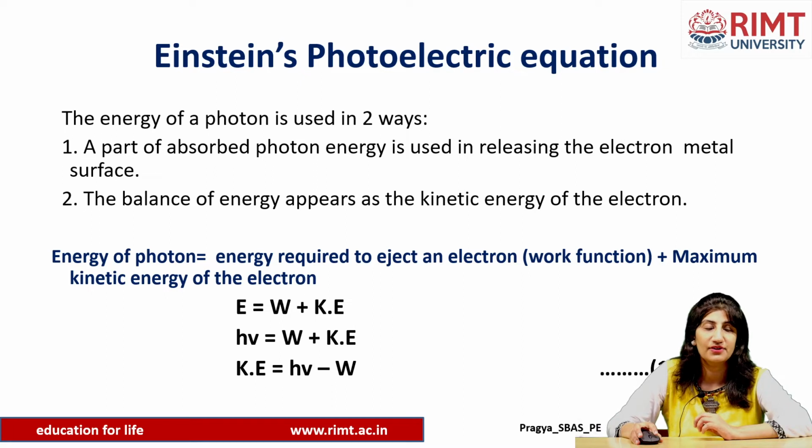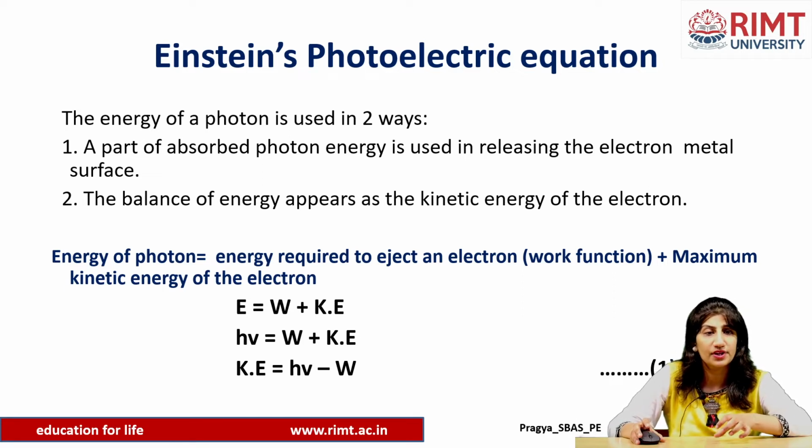So, based on this, we have Einstein's photoelectric equation. According to Einstein, the energy of a photon is used in 2 ways. When a photon falls on the photocathode or the material, number 1, some part of the photon energy is used up in releasing that electron from the metal surface. Secondly, the balance of the energy left is used as the kinetic energy of the electron. Means some part is used for the emission and some part is given as the kinetic energy of the electron.